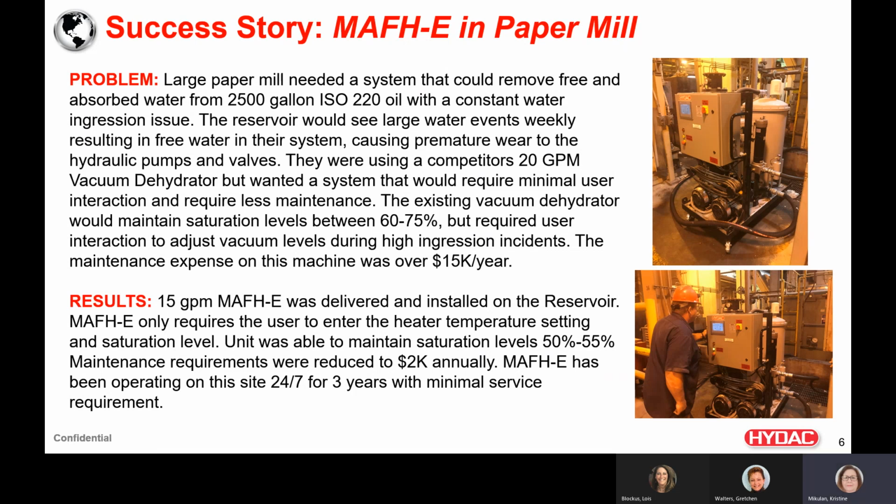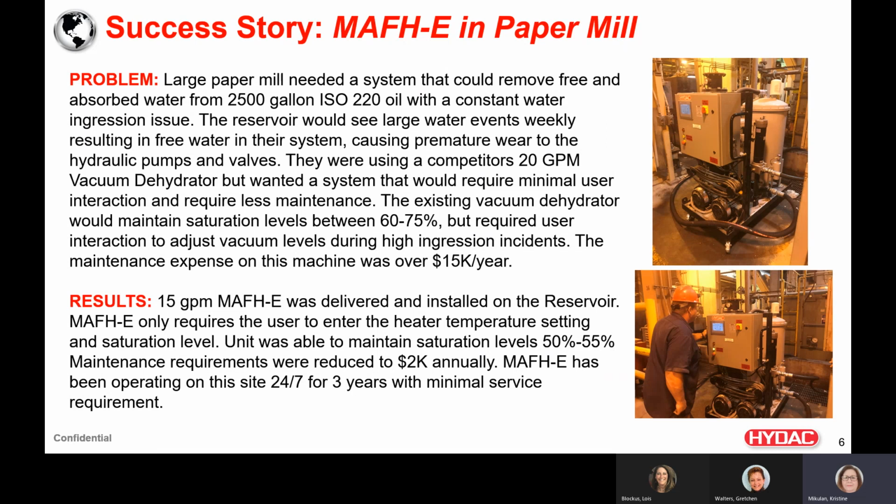We delivered and installed a 15-gallon a minute MAFHE. It was installed on the reservoir. As you can see, the pictures are next to the hydraulic reservoir in the plant. The user only had to enter the heater temperature setting and his target saturation level. This unit was able to maintain the saturation level that the customer wanted of 50 to 55%. Maintenance requirements were reduced to $2,000 annually. This MAFHE has been operating on this site 24/7 for well over 3 years with minimal service requirement.